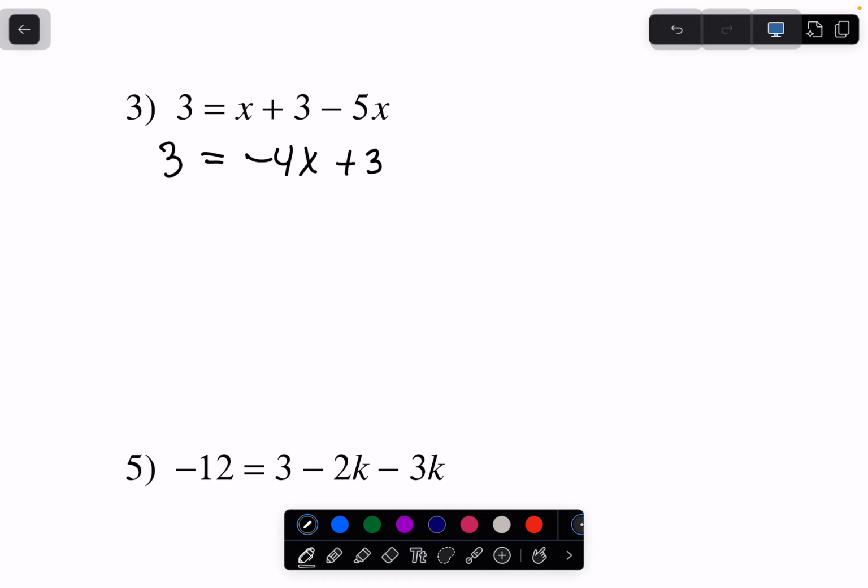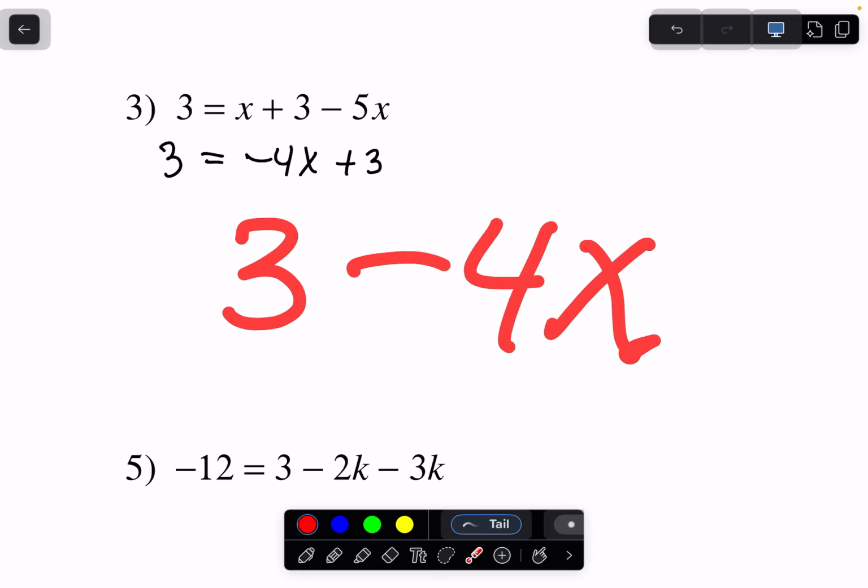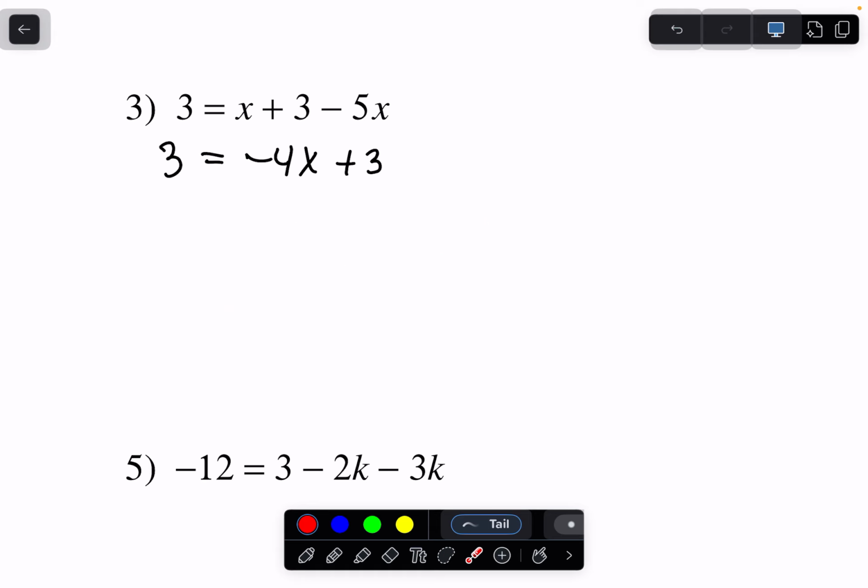Now, it's okay to write it as negative 4x plus 3 like I did. That's okay. You could have also done 3 minus 4x, written it like that. They're exactly identical. It doesn't matter, as long as you take the sign with it, you're good to go. Okay.